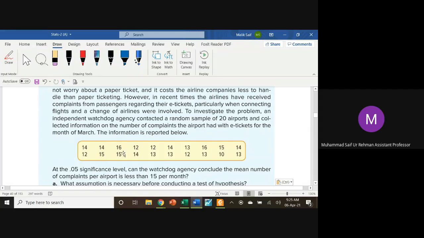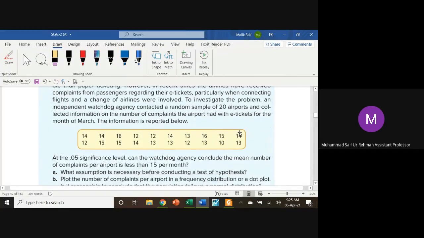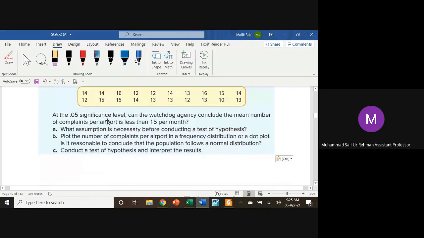So what is this? These are the number of complaints from 20 airports. At the 0.05 significance level, can the watchdog agency conclude that the mean number of complaints per airport is less than 15 per month?